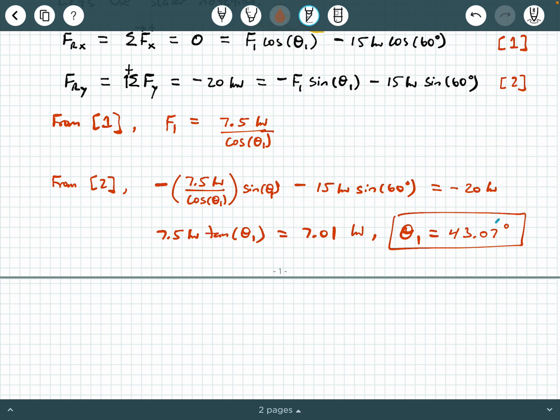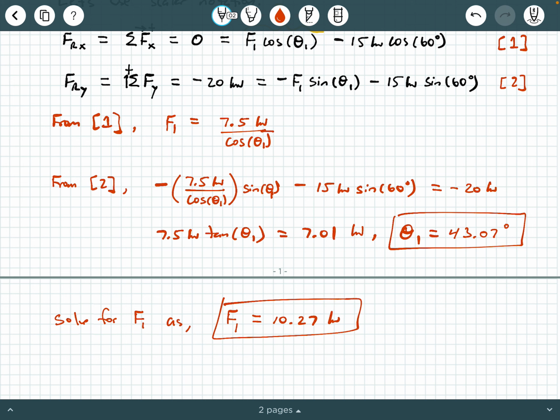Now I can substitute that theta 1 back into my rearranged version of equation 1, and I can solve for F1. Okay? So now I can say solve for F1 as F1 comes out to be 10.27 kilonewtons, and you could round that to 10.3 kilonewtons if you want 3 sig figs. And that is the conclusion of this example.